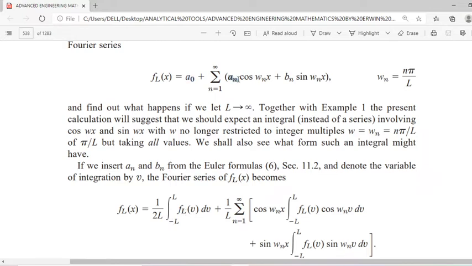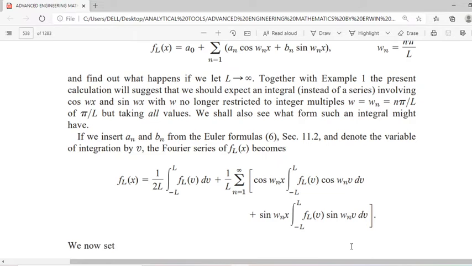And what will be An? An will be 1 by L into integral minus L to L fL of v cos Wn v dv. Bn is 1 by L into integral minus L to L fL of v sin Wn v dv. Okay. So we can integrate that function and you will get the constants a naught, An and Bn, and we can substitute that a naught, An and Bn in this format and you will get this form.